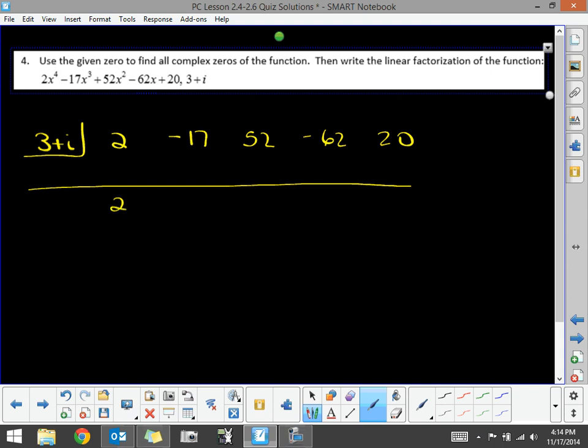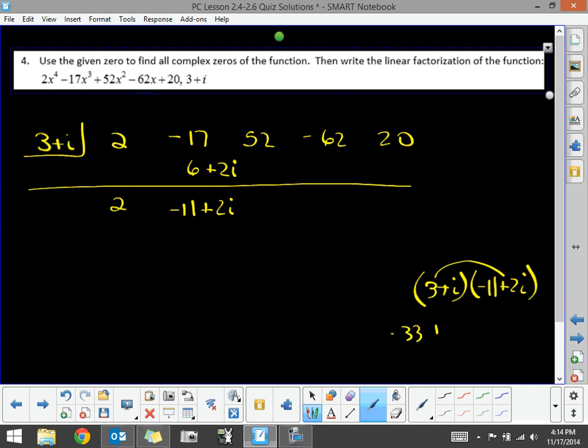So I'm going to bring down the 2, and then we take 2 times 3 plus i, and that's going to be 6 plus 2i. We're going to add our like terms, and that's going to be negative 11 plus 2i. Now I have to take that negative 11 plus 2i times 3 plus i. So we got a negative 33, plus 6i, then minus 11i, then plus 2i squared.